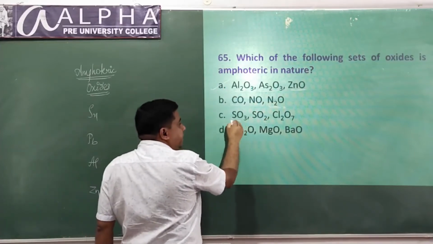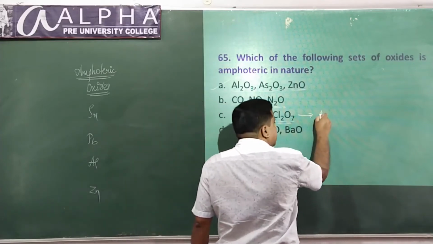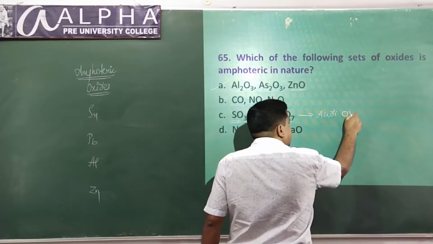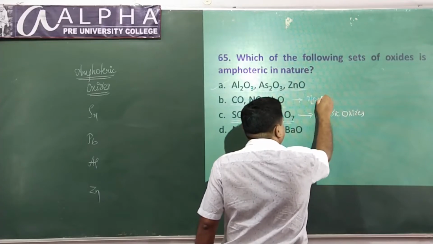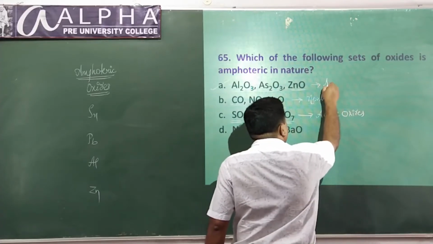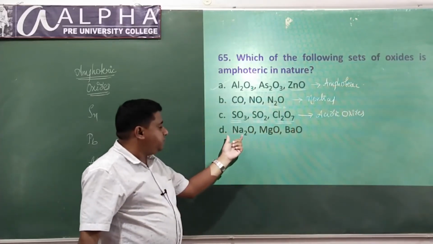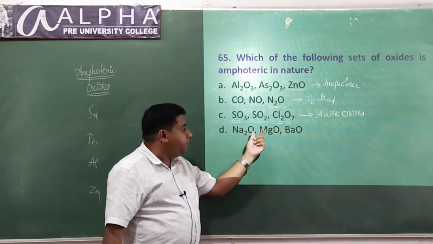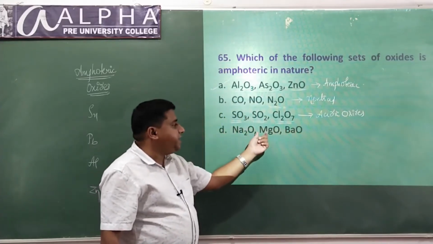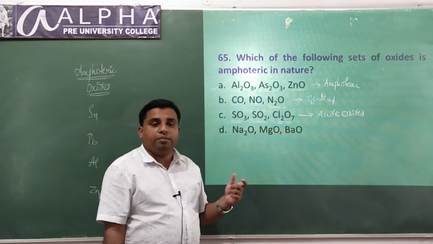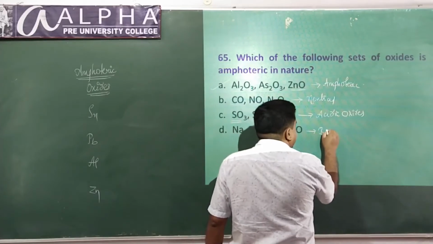Whereas sulfur dioxide and Cl2O7 are acidic oxides. Whereas sodium oxide, magnesium oxide and barium oxide are oxides of metals. Sodium, magnesium and barium are metals. So metallic oxides, we know, are basic in nature. They are basic oxides.